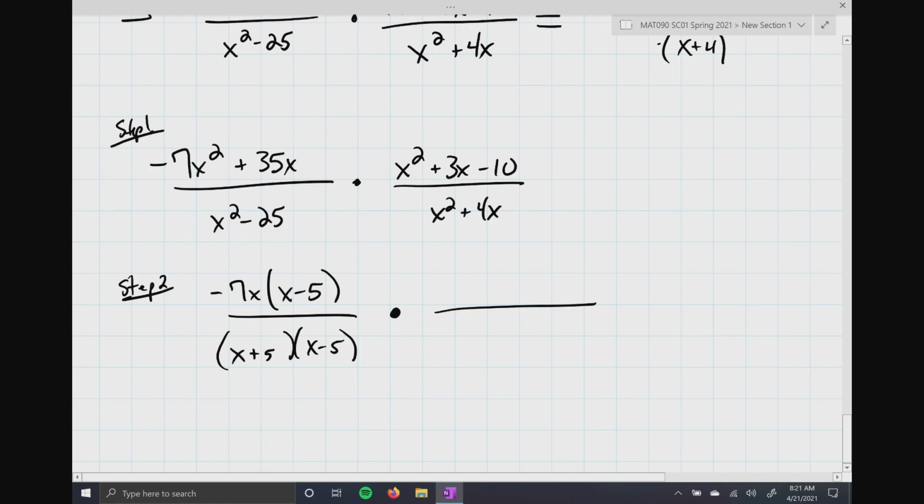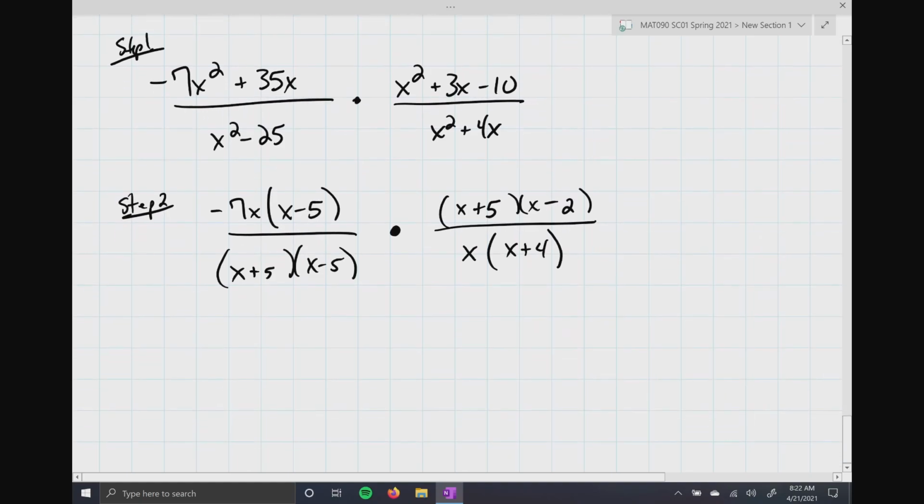Second fraction. Numerator, trinomial, no GCF, 1 out front. So I can go directly into this. Put an x and an x, a plus and a minus. Two numbers that multiply to get 10, combined to give you 3. One of them is positive, one of them is a minus. That's going to be 5 and 2. And then the denominator for the second fraction, there is a GCF. Factor out the x to give me x plus 4. Step 3.